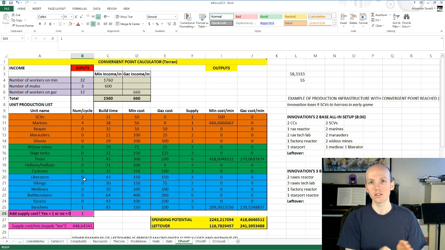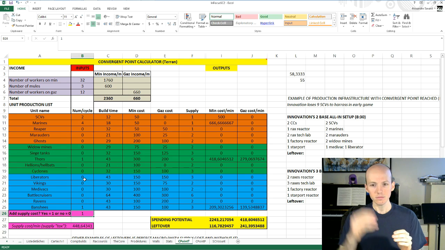Now, supply cost works a bit like this. 1 supply depot costs 100 minerals, and provides 8 supplies. So 100 divided by 8 is 12.5 minerals. That means that 1 fresh new supply within the game called StarCraft costs 12.5 minerals.